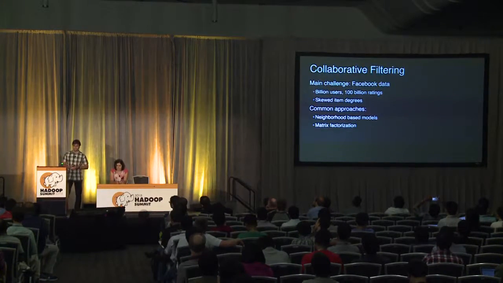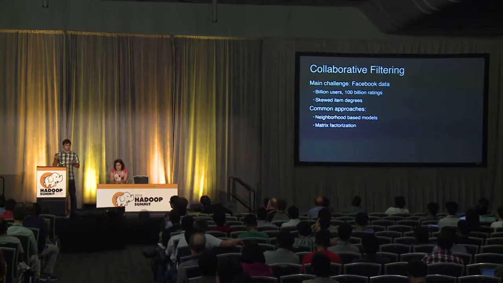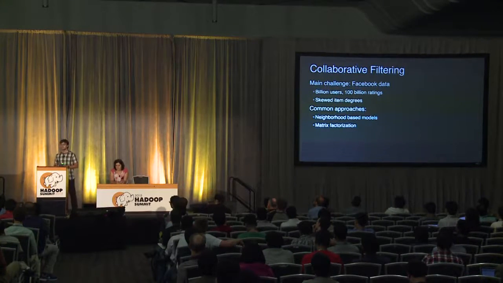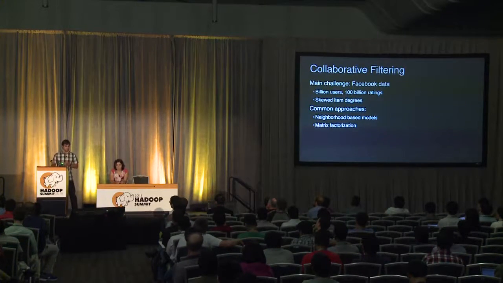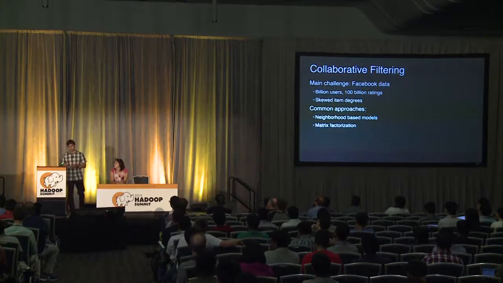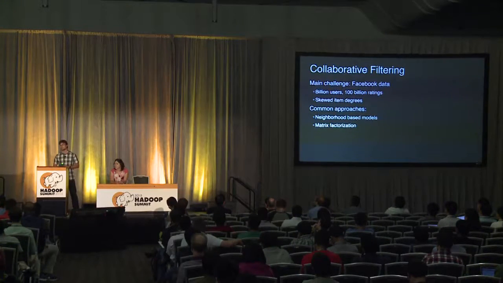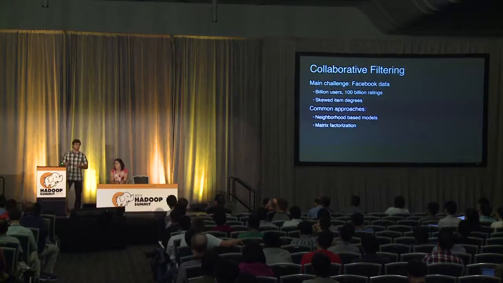There are other problems with Facebook data sets as well. For example, we have really skewed item degree distribution. We have pages that are liked by tens or 100 million of users, and we need to handle them efficiently. On the other side, Facebook doesn't have explicit ratings for all of the pages, but we need to actually use user engagement signals in order to somehow approximate these ratings.